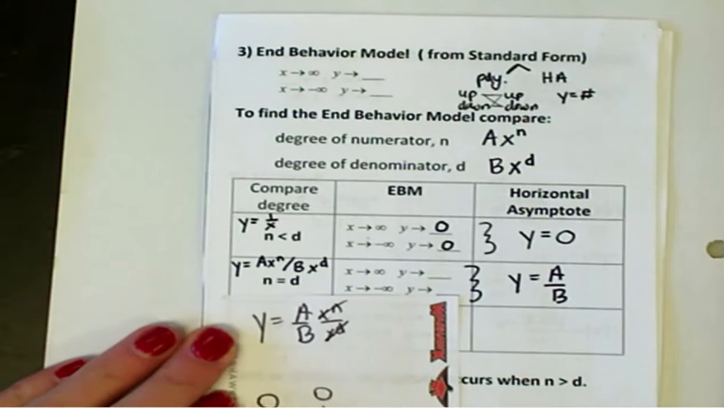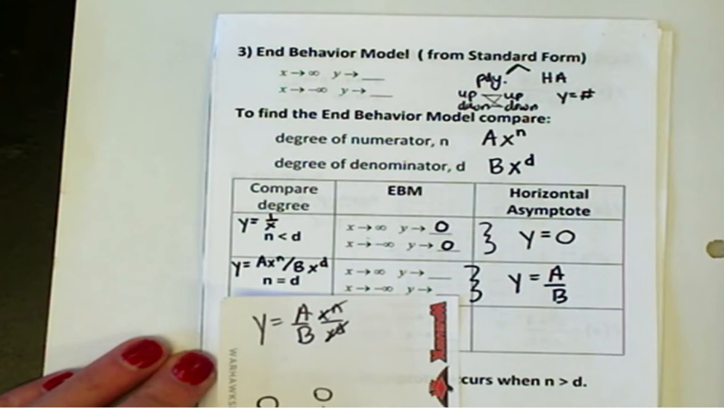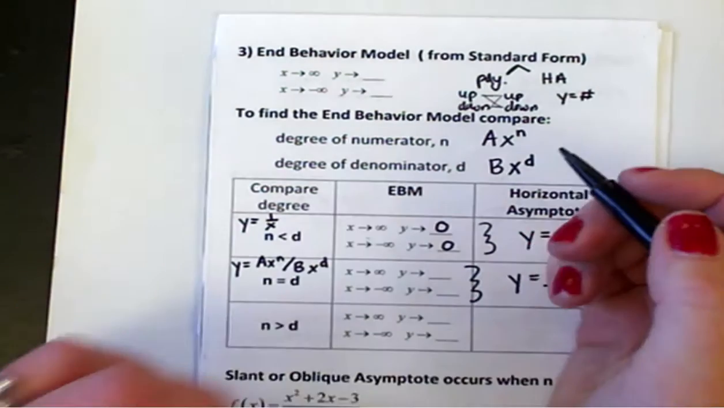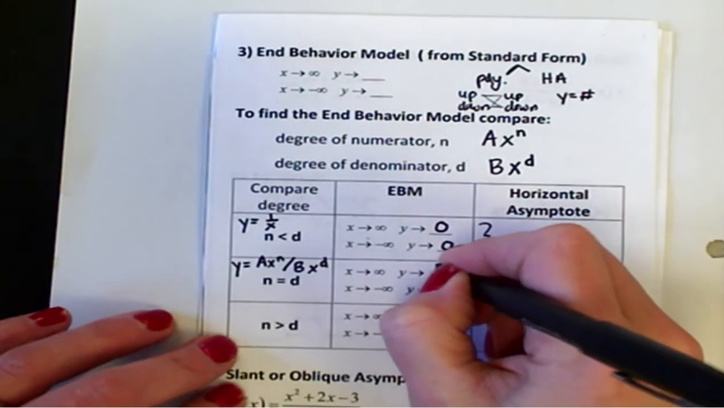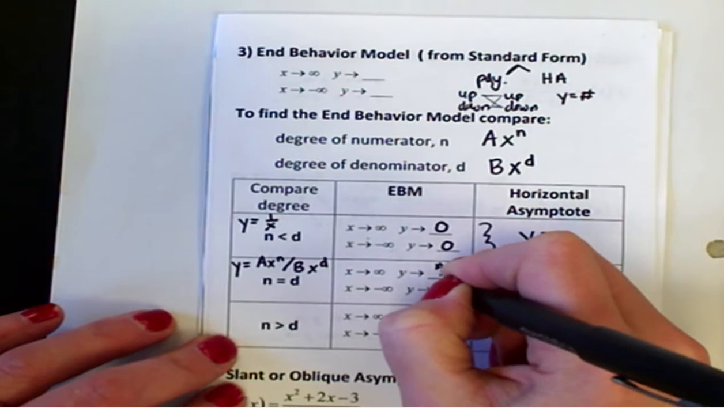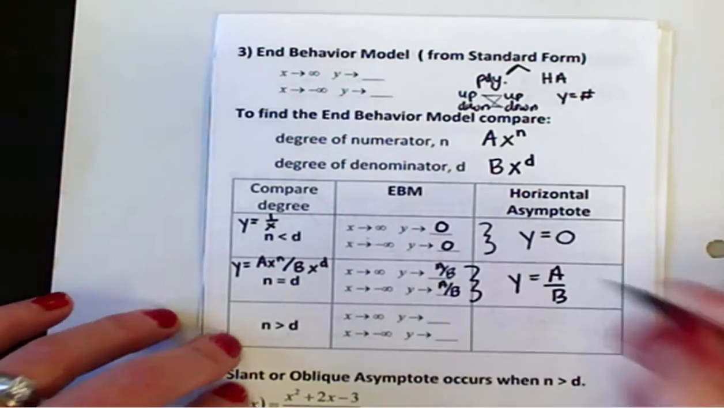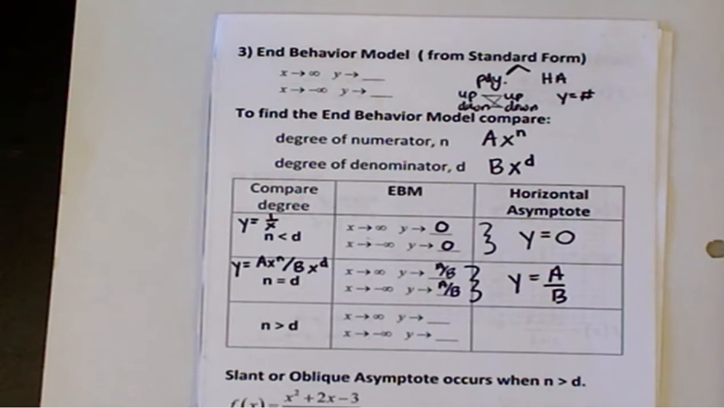Doesn't matter what you plug in. Infinity has disappeared. The x's, the input, disappeared. Just a over b. What does that mean for your end behavior model? You just get a over b. Notice the horizontal asymptote is the end behavior. They are the same thing.